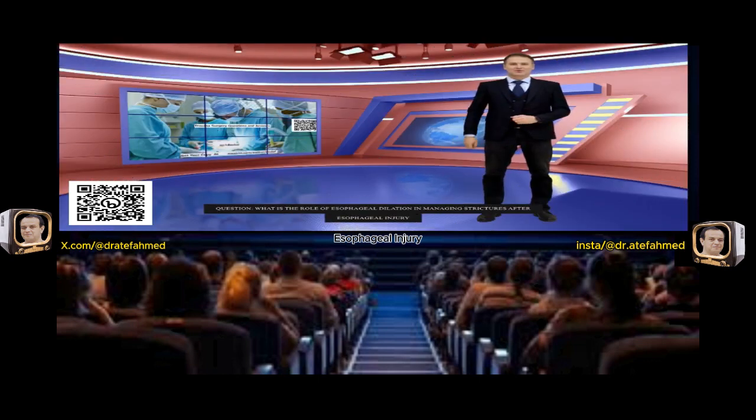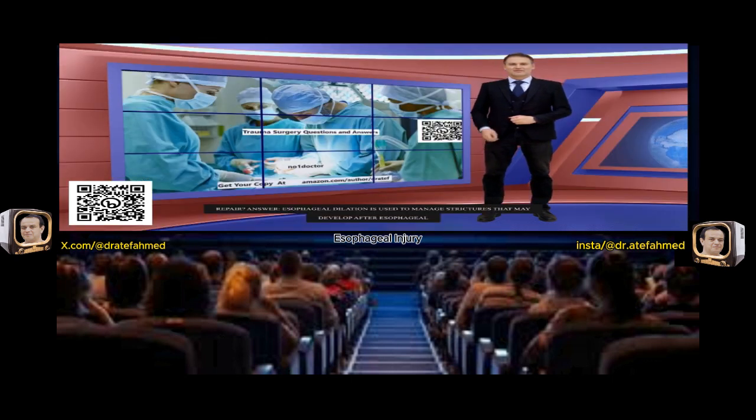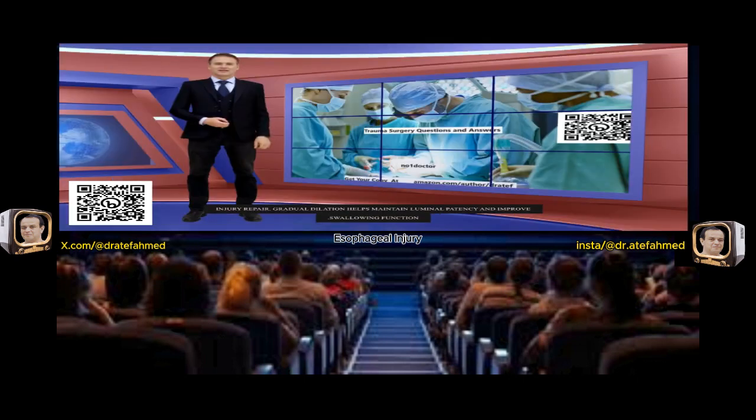Question: What is the role of esophageal dilation in managing strictures after esophageal injury repair? Answer: Esophageal dilation is used to manage strictures that may develop after esophageal injury repair. Gradual dilation helps maintain luminal patency and improves swallowing function.